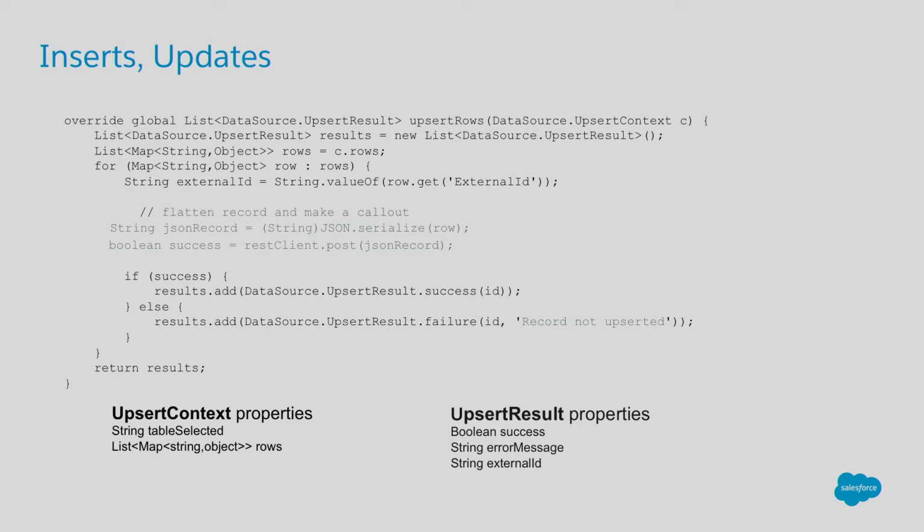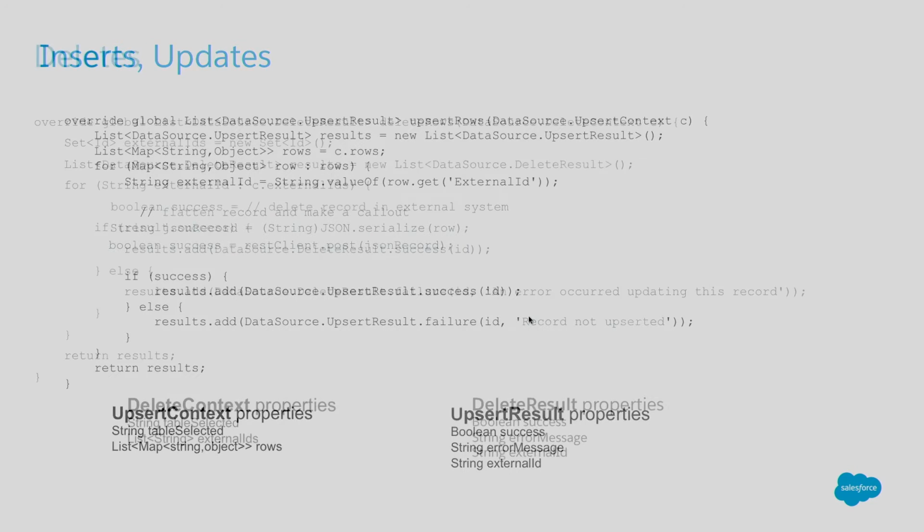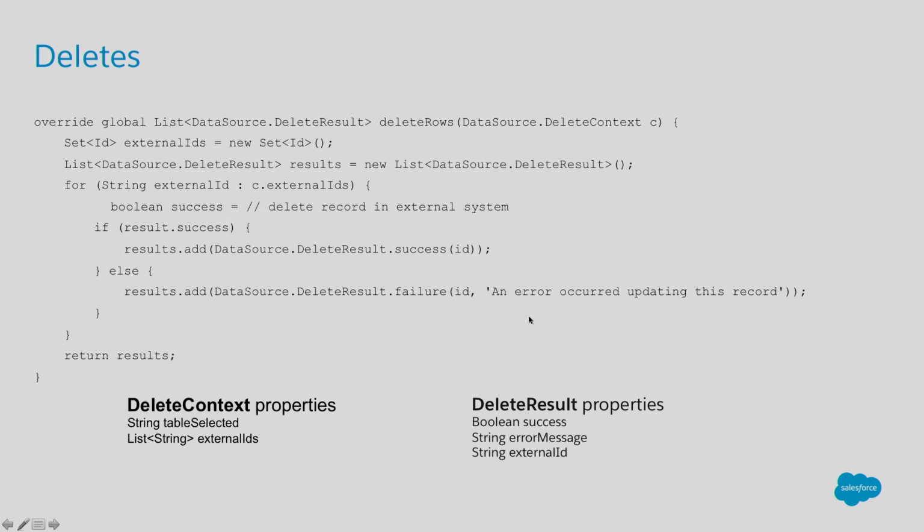We can send in an upsert context, which has a selected table, and the rows that we want to upsert. And the way to tell apart an insert from a delete is that the insert won't have an external ID. So once the record is actually saved, it's going to come back with an external ID that you can plug in. And what you return back is an upsert result, which has a success flag, error message, external ID. And we have something similar for deletes as well. And that concludes my demo.